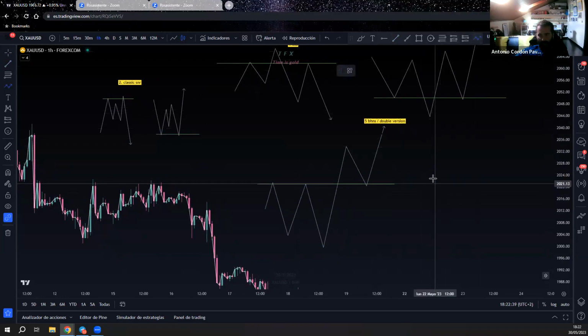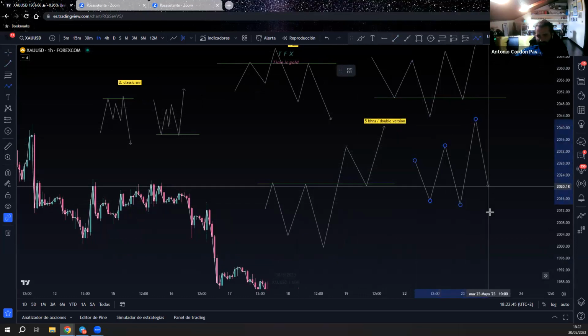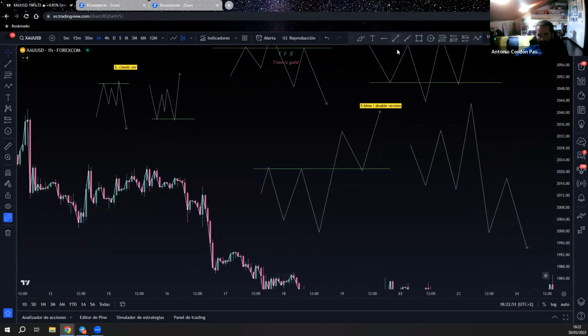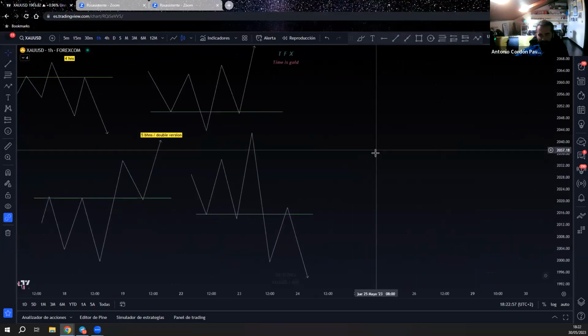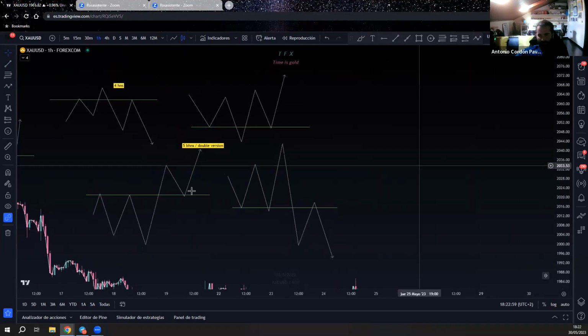And let's try to find another one. We have the shoulder, the head, we break, and we come back to the same level as the shoulder. This is the second one. And then we have the double version, which is a little strange, but it's pretty similar to this one.